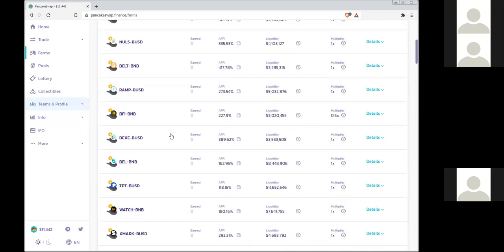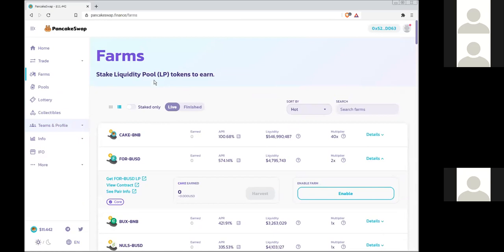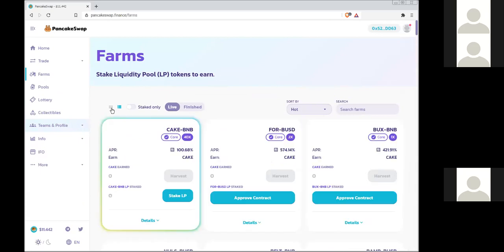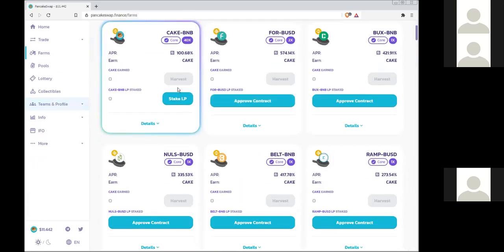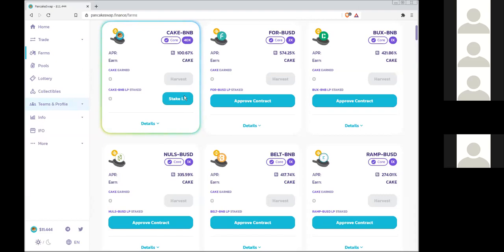It's 24/7. So to use these, you would pick one you want. Actually, you can click on here to get a little more detail on each one, and then jump in. Now, to get involved with these, what you have to do is get what they call a liquidity token for that particular one. So if you want to get involved in Cake, BNB, you have to get the liquidity token for Cake and BNB. I'm going to show you how to do that here in a second.